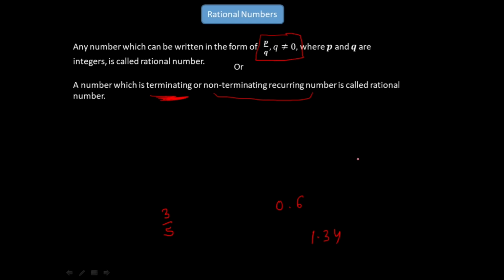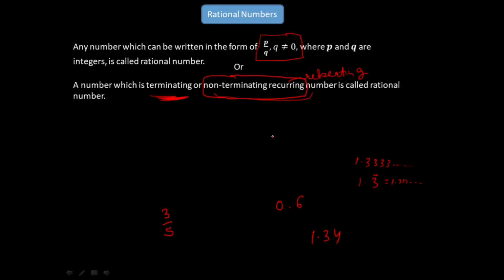What about this number, my dear? 1.3333 and so on. The same number is repeating, 333. In short, we can write this number as 1.3 bar. This sign means bar. It means 1.3333 and so on. So the meaning of this bar is that particular number is repeating. It is recurring. What's the meaning of recurring here? Repeating. So any number which is non-terminating but repeating is also a rational number.